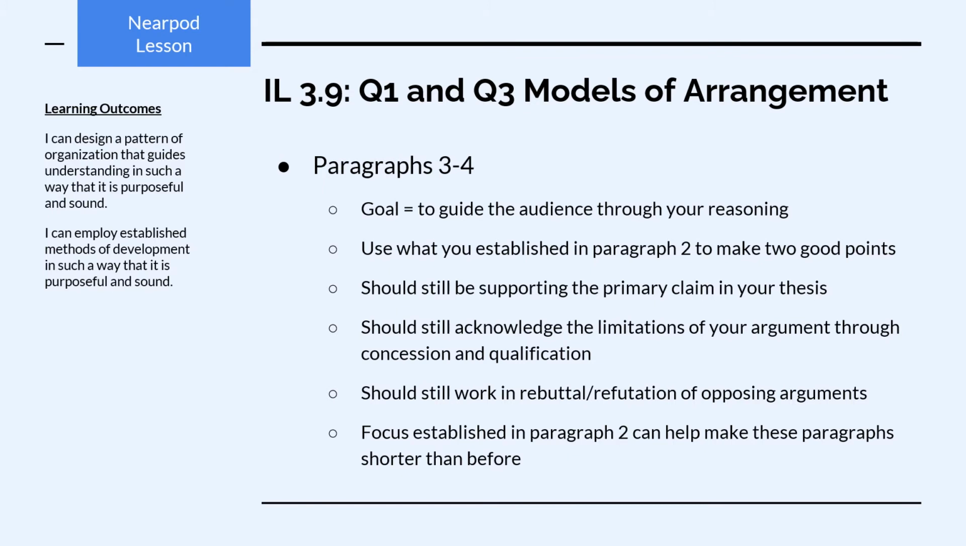They should still acknowledge the limitations of your argument through concession and qualification, still use those tools. You should still work in rebuttal and refutation of opposing arguments where you can. All of that is just how you create more sophisticated arguments in general. And whatever focus that you established there in paragraph 2 can actually help you write paragraphs 3 and 4. It gives you a little more guidance on what you need to write about.